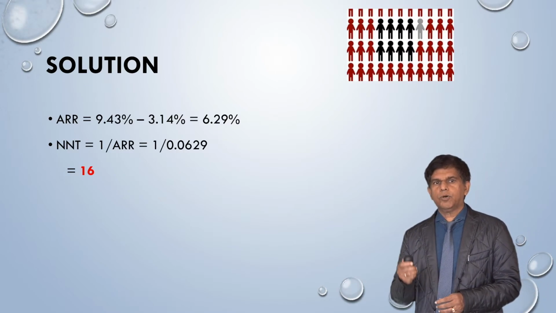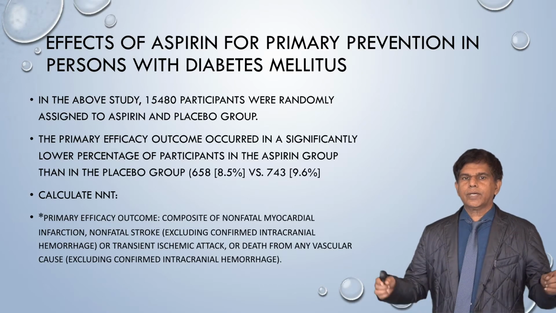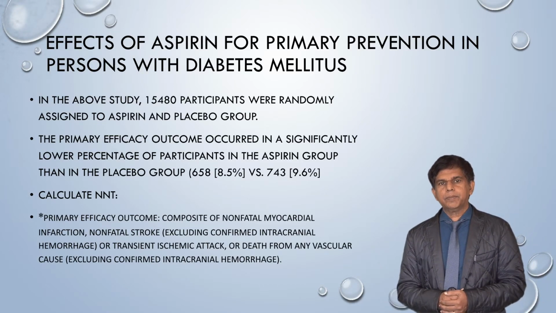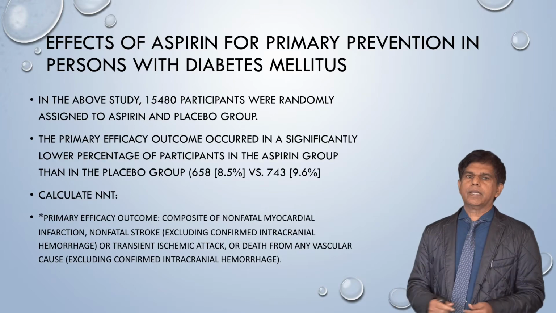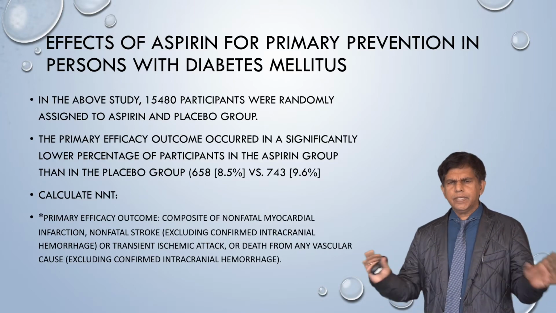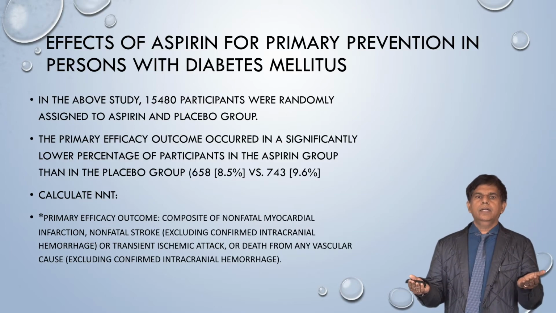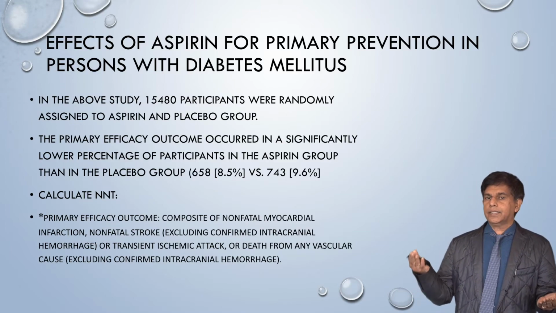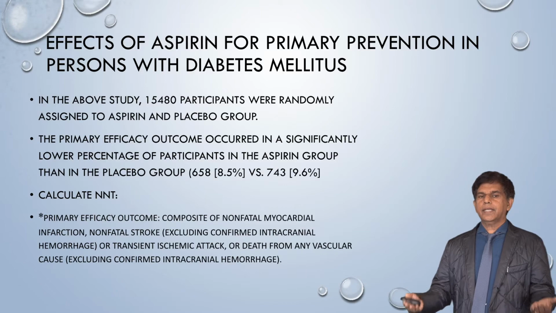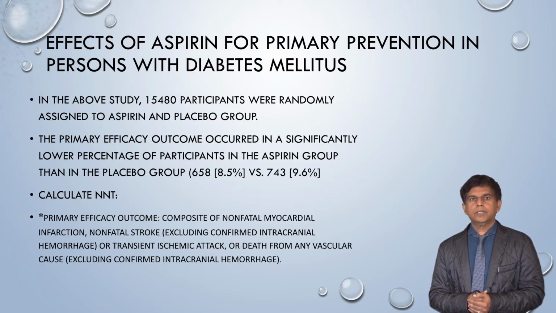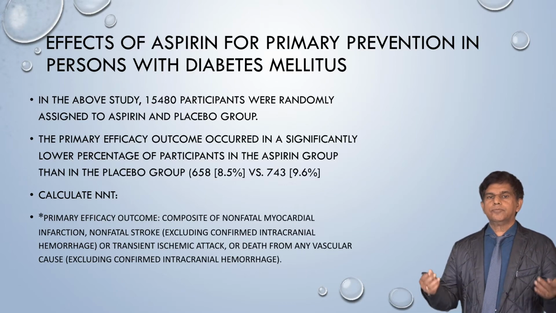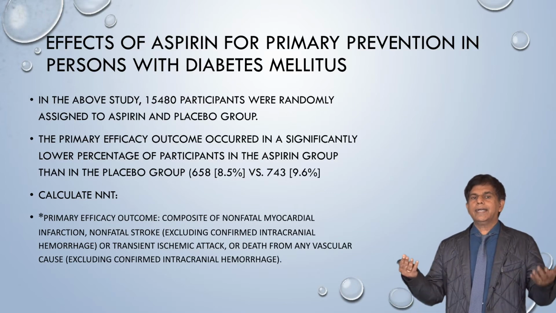So let's do one more example. In this study, we look at the effects of aspirin in primary prevention in persons with diabetes mellitus. We have around 15,480 participants. So we have two arms: one is the aspirin group and the other one is the placebo group. Then we looked at the outcome. What is the outcome in these patients? We looked at non-fatal myocardial infarction or cardiac events.